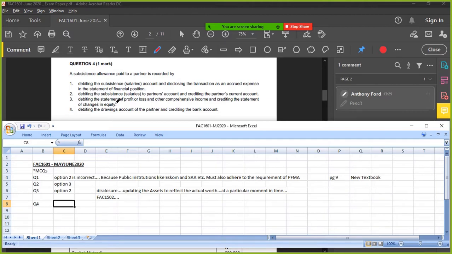Number three, debiting the statement of profit and loss. No, you never ever show partner-specific transactions in the income statement. That's wrong. Number four, debit the drawings account of the partner and crediting the bank. Was this cash? No. It's an allowance provided to the partner. Does that make sense? Yes. So two. Yes.